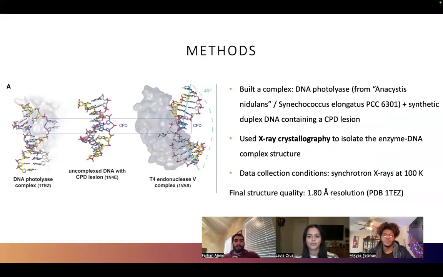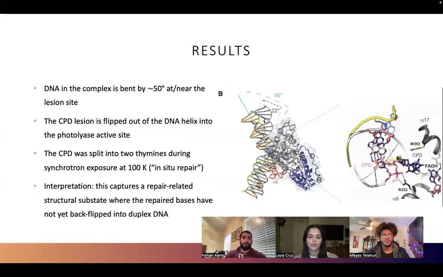And so let's look at the methods now. What they wanted to do is that they wanted to build the complex to be able to take that super specific snapshot. And so they combined the damaged DNA, CPD, with the enzyme itself. And then they used X-ray crystallography to isolate the enzyme DNA complex structure. And so this allowed them to get a very specific snapshot and be able to look at all the different angles and things like that. And the data collection conditions were synchrotron X-rays at 100 Kelvin, which is very, very cold.